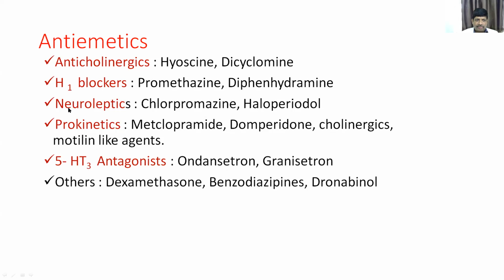H1 blockers, we have neuroleptics, we have the antiemetic drugs, the 5-HT3 antagonists, and these are used as antiemetic drugs. You should know the examples of each class, and as soon as the drug name comes, you should be able to recognize from which chapter, which section, which class the drug belongs to.